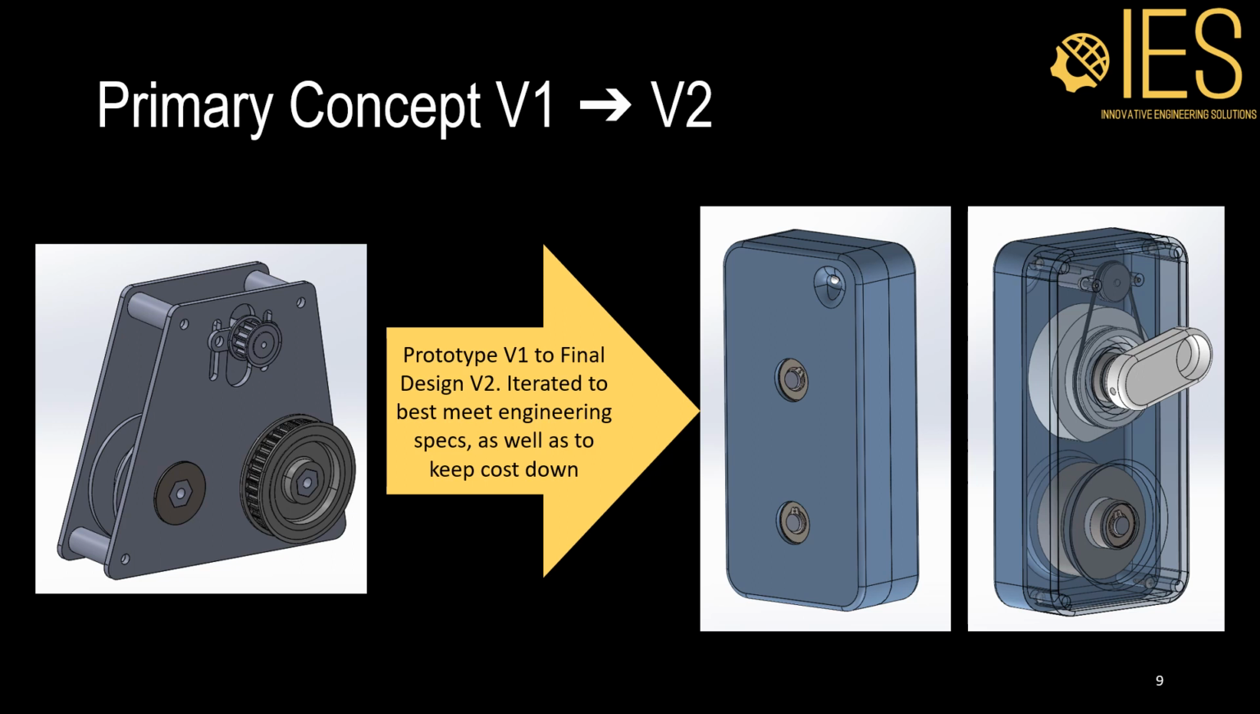There have been 2 iterations of the primary concept, V1 and V2. V1 was designed as a modular prototyping base to provide a platform to optimize performance. It was designed to be easily manufactured using the resources available at Purdue University. V2 was iterated to meet and/or exceed all the engineering specifications, as well as being cost-effective to manufacture.